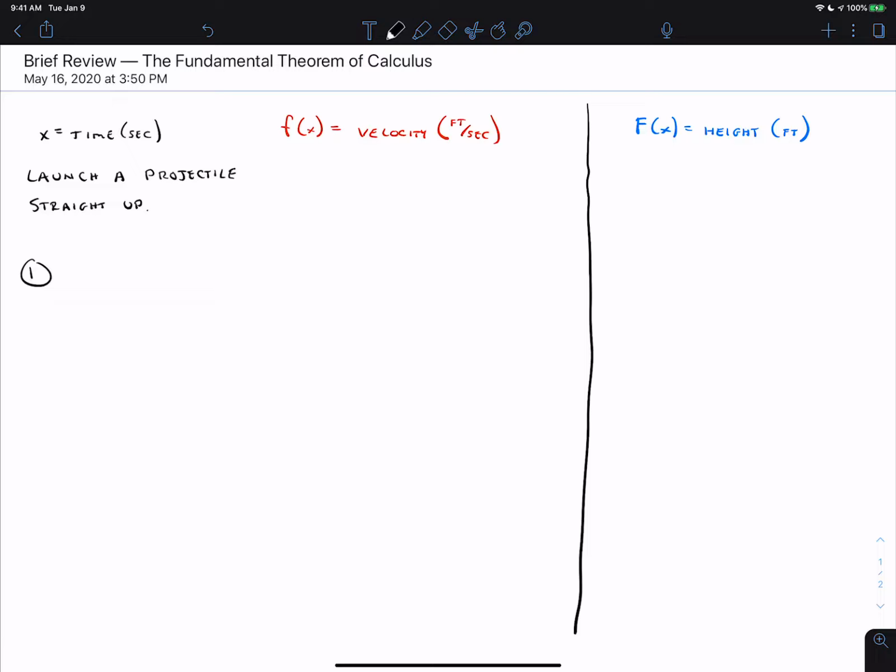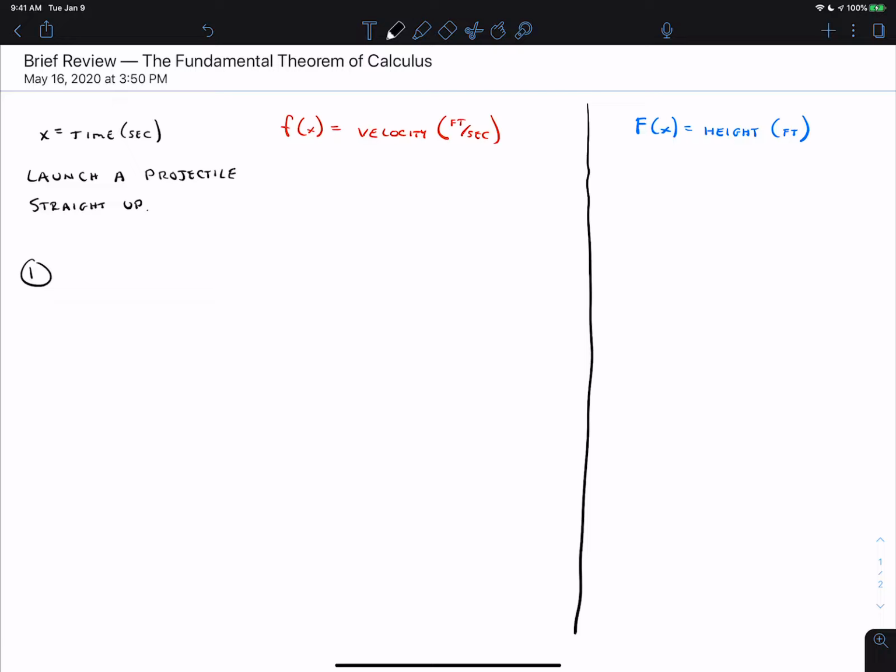On the left-hand side, the part we'll do in red, we're going to act like you have a formula for the function little f of x, which represents velocity of the projectile at any given time, and the velocity is measured in feet per second. On the right-hand side of the screen, capital F of x is going to represent the height of the projectile in feet. And so we're going to talk about how we would go about answering the two questions in each scenario.